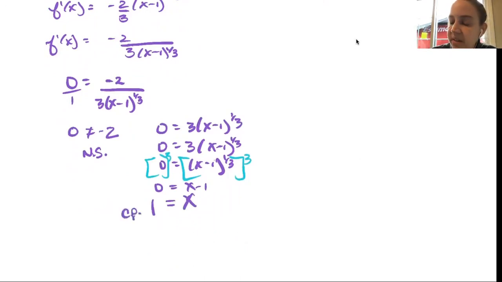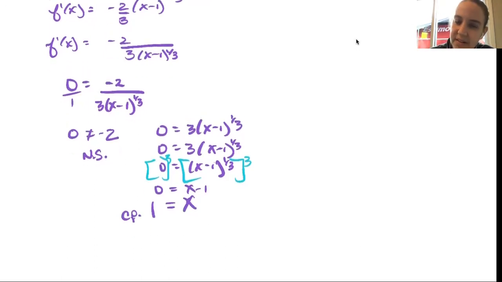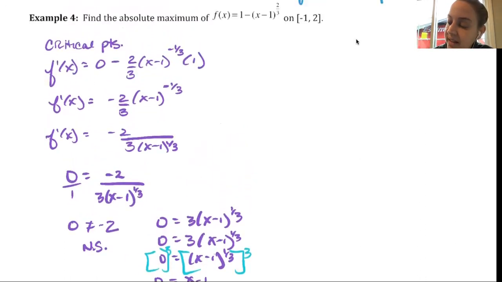If you're looking up some other videos out there, they might say no, it's not a critical point because it's not part of the domain. But if it's divided by 0 in the denominator, it could still be a critical value. That's going to happen at vertical asymptotes. You could have a critical value where you still have to look for a sign change. So let's see what's going on here.